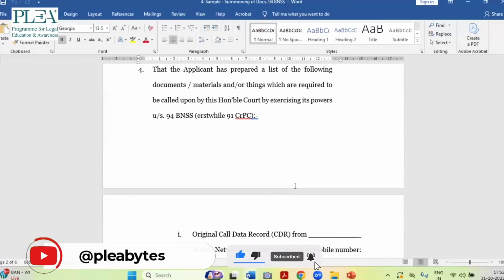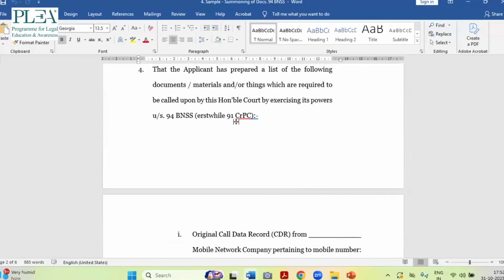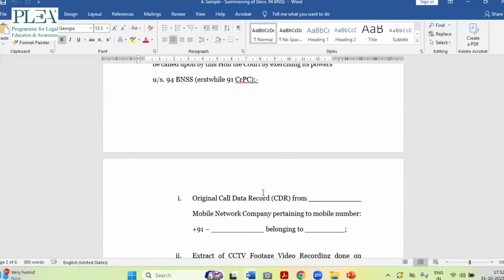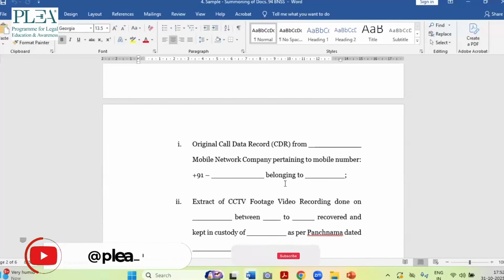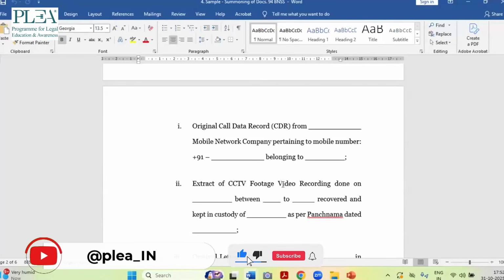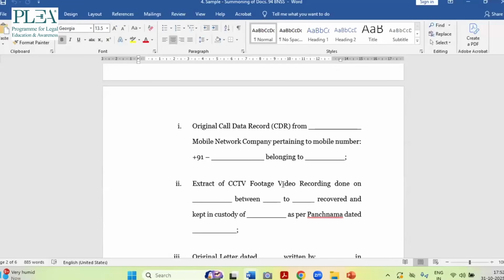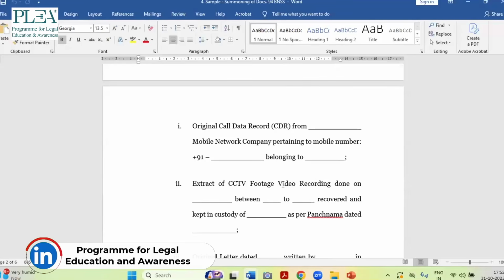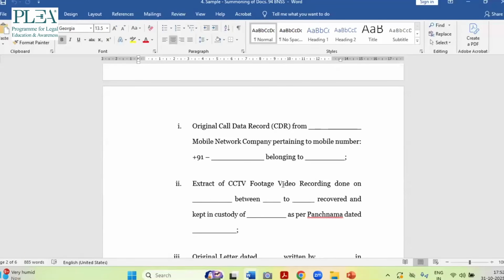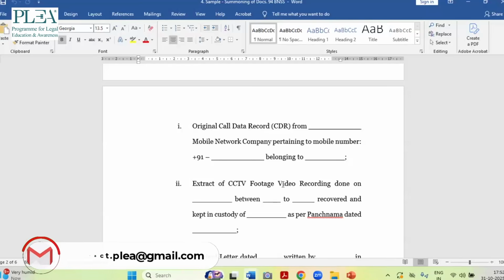For example, here are documents, details, articles and things which can be called by the court by exercising powers under 94 BNSS, 91 CrPC. The first example is the original call data record from so and so mobile company for mobile number so and so, belonging either to the accused or to the informant or to any other person, so as to show that there is some cell tower matching. This should have ideally been attached with the charge sheet, but it is missed out.